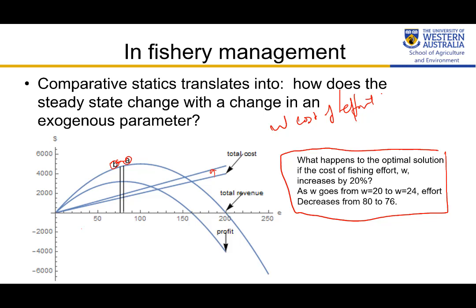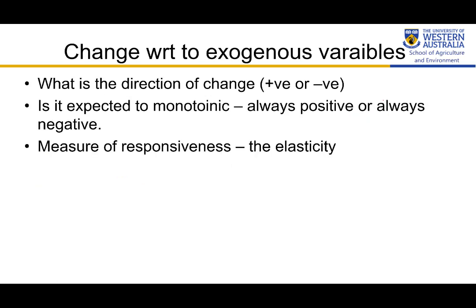That means the optimal level of effort, which in this example is endogenous, is being changed by the change in the cost parameter W, which is exogenous. So we've got a change in an endogenous variable E, due to a change in an exogenous variable W.